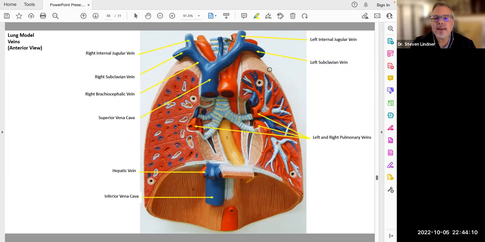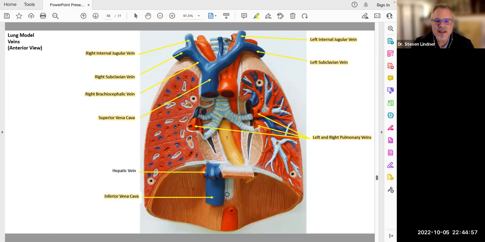Okay, here we're looking at some of the veins. So here's the superior vena cava. Both right and left brachiocephalic veins lead into it. And then both right and left subclavian vein and right and left internal jugular veins will lead eventually into the superior vena cava. So here's the right subclavian and here's the left subclavian. Here's the right internal jugular, here's the left internal jugular vein. Here's the left and right pulmonary veins. Remember, the veins are red. They're carrying oxygenated blood back to the heart.